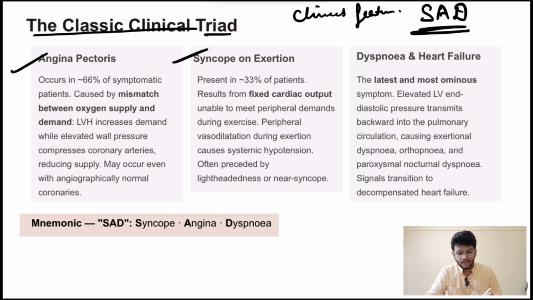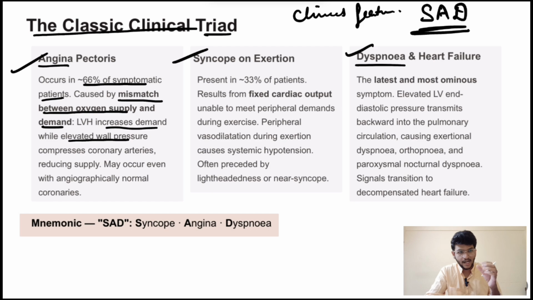where the angina occurs in 66% of symptomatic patients, caused by mismatch between the oxygen supply and the demand of the body. LVH increases the demand while elevated wall pressure compresses the coronary arteries. Reducing the supply may occur even with angiographically normal coronary arteries.